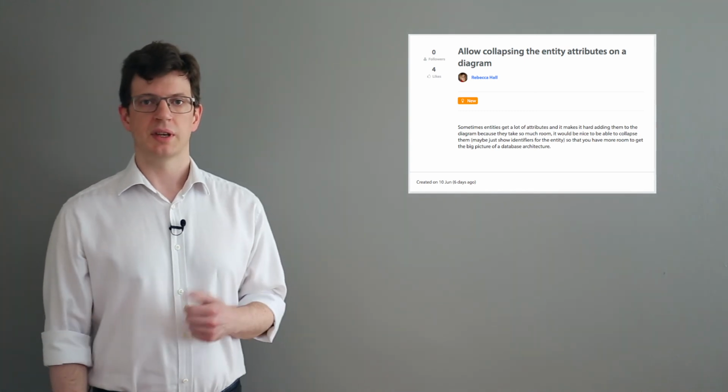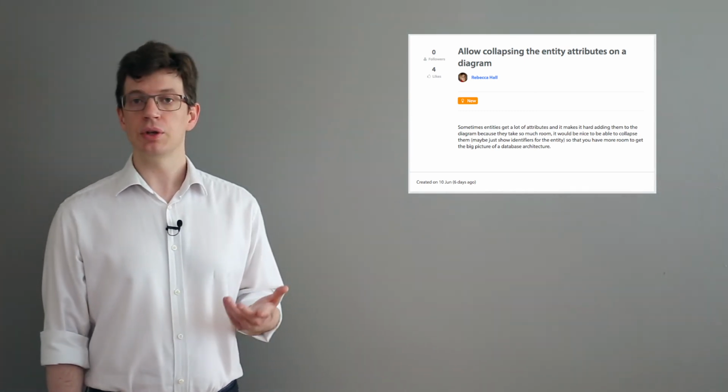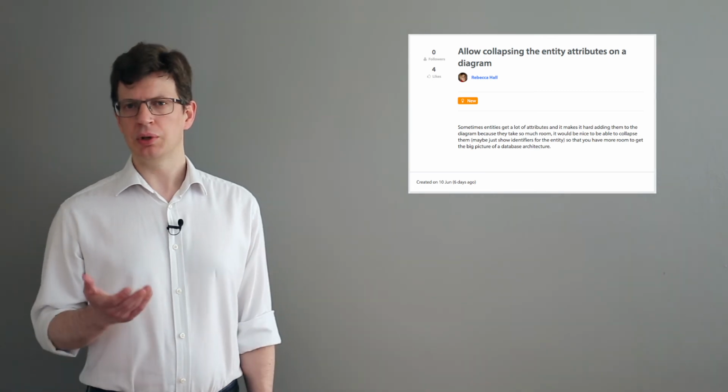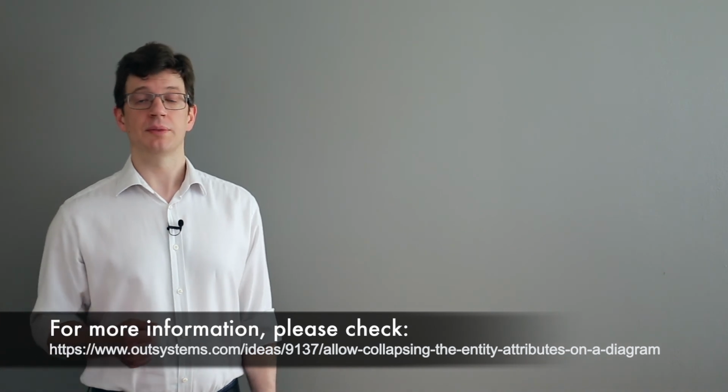In some cases, entities can get a fair number of attributes, and that can make it more difficult to use them in the entity diagram due to the amount of space that they take. So this idea suggests that it would be nice to be able to collapse the entity attributes, leaving us with a cleaner canvas and a clearer picture of our database architecture. If you wish to support this idea, you can do it by reaching it at this ideas page.